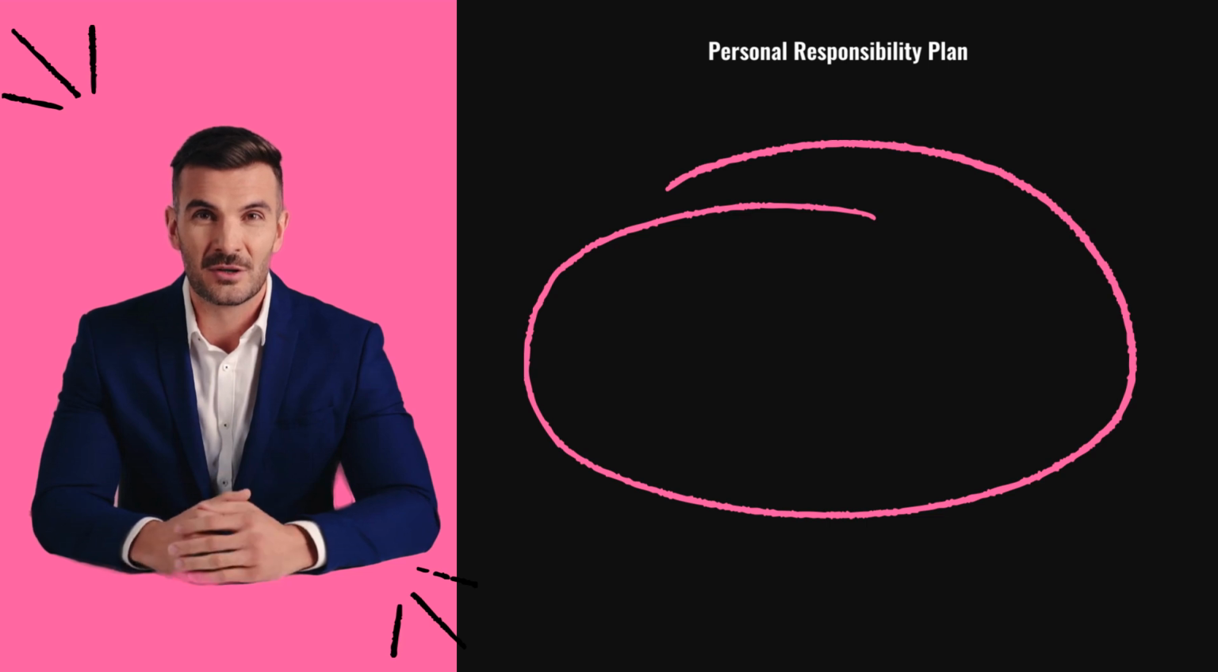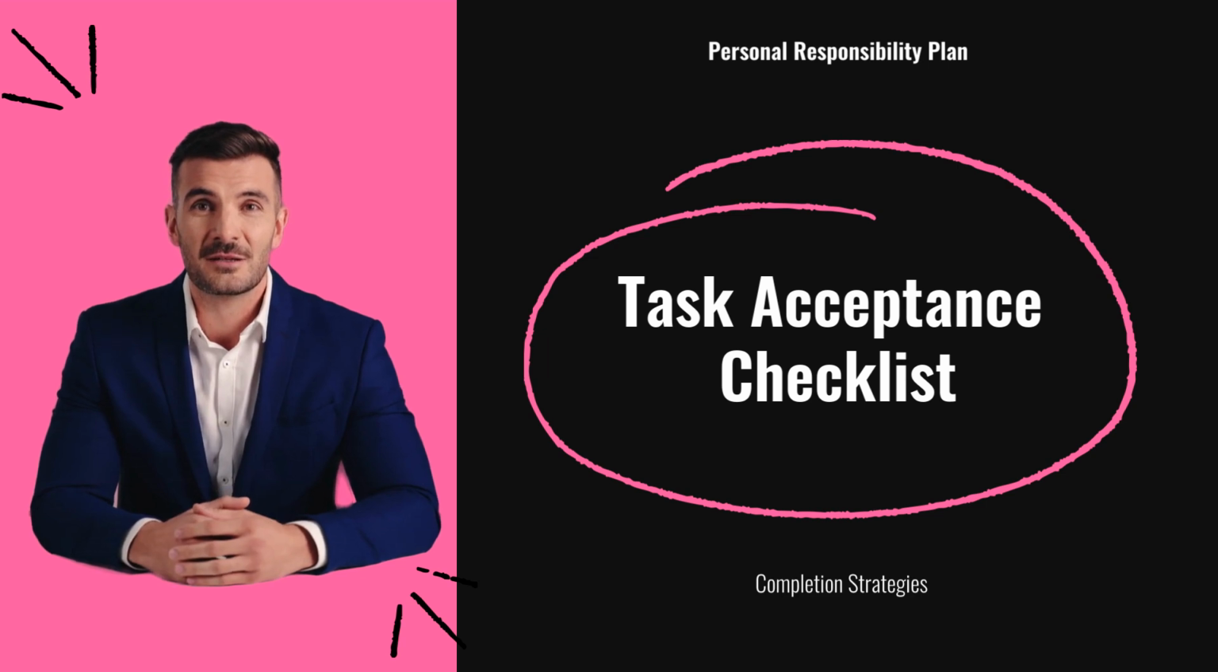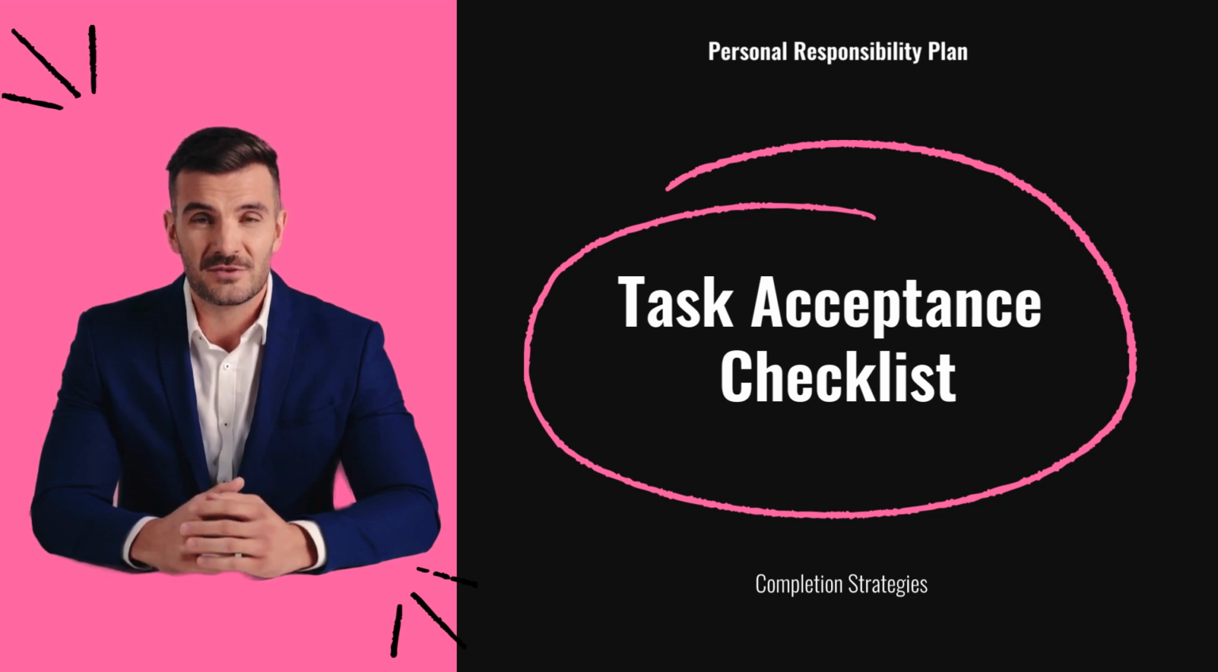Let's solidify our understanding by creating a personal responsibility plan. Develop a task acceptance checklist. Do I understand expectations? Do I have resources? Can I influence outcomes? Implement completion strategies. Break down tasks, set mini deadlines, and identify help sources. Use classroom systems like visual task boards and peer accountability partners for effective task management.